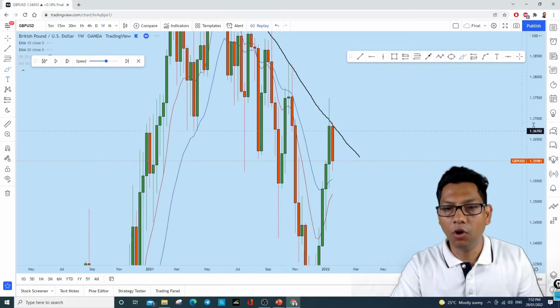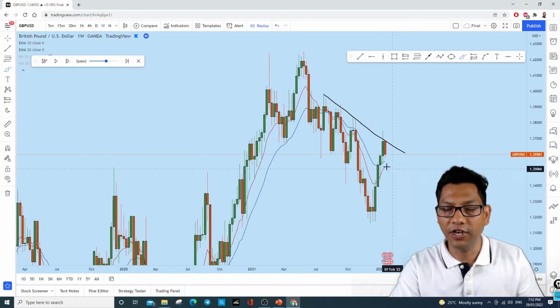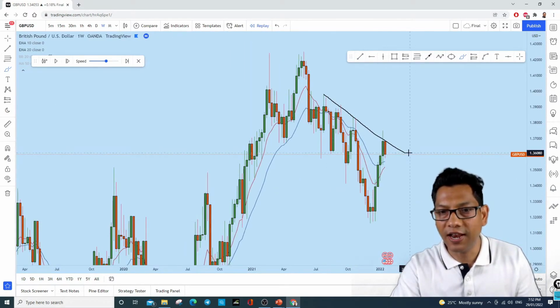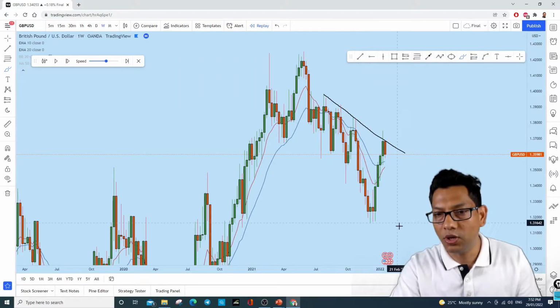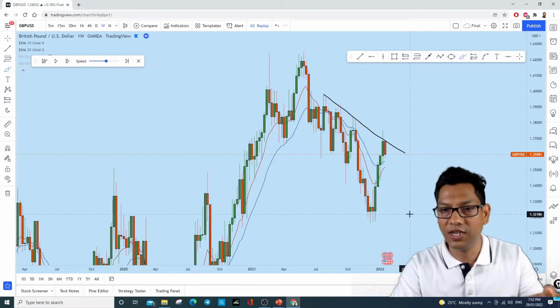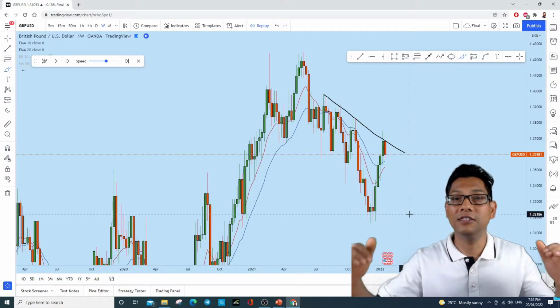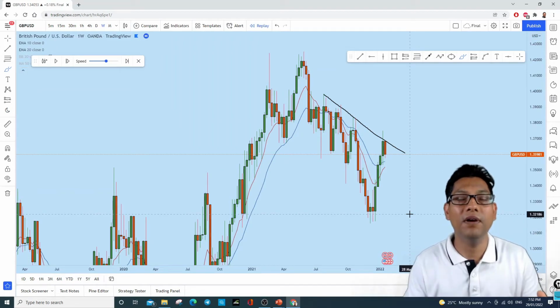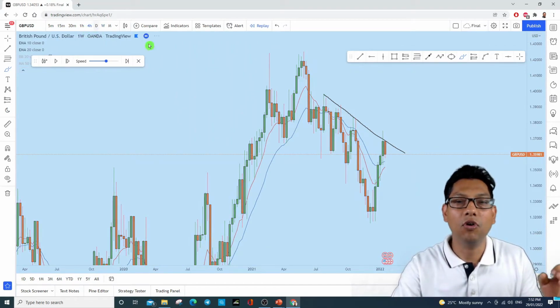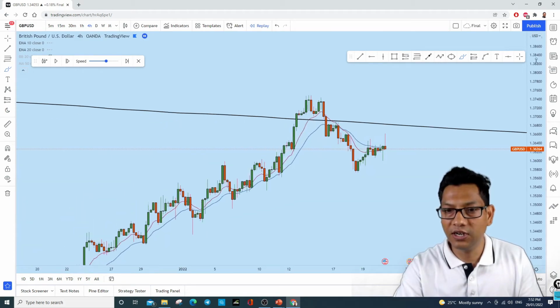On the weekly also, it's a perfect trade. You see, this is the weekly trend line. The price went high above this very important zone and then rejected to the downside. So on the weekly as well, it is going down. So we have a multi time frame confirmation for this trade.